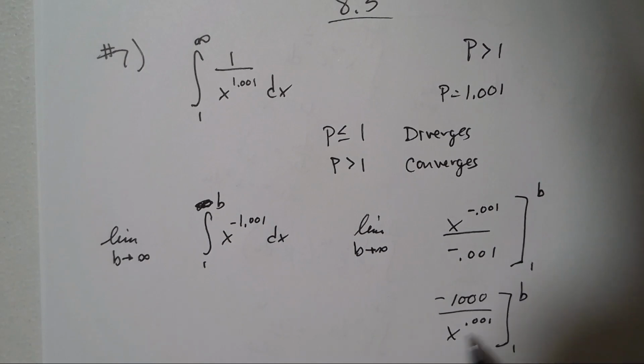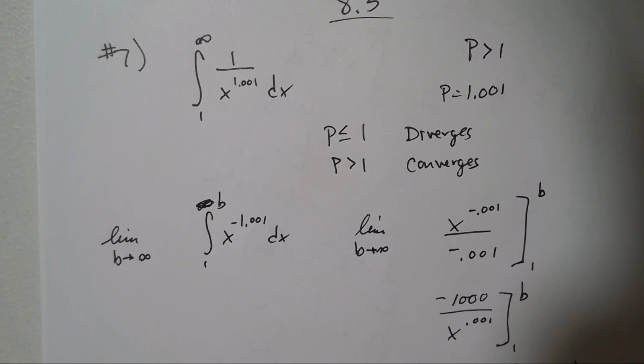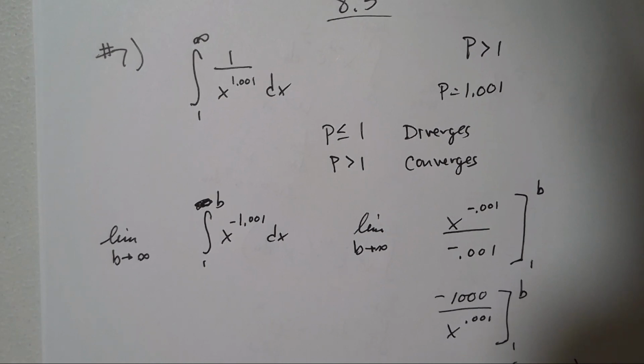So I have negative 1000 over infinity to the 0.001, minus negative 1000 over 1 to the 0.001. So this ends up being infinity in the bottom, so a constant over infinity is 0, minus a negative, so plus 1000 divided by 1 to the 0.001.